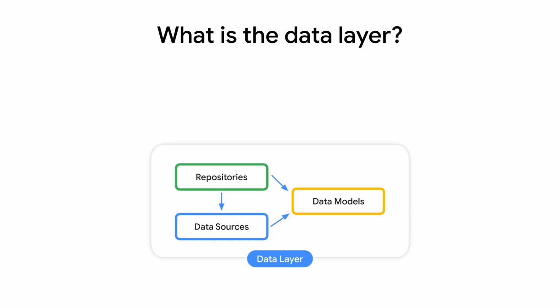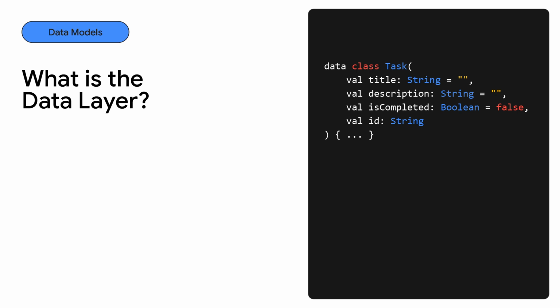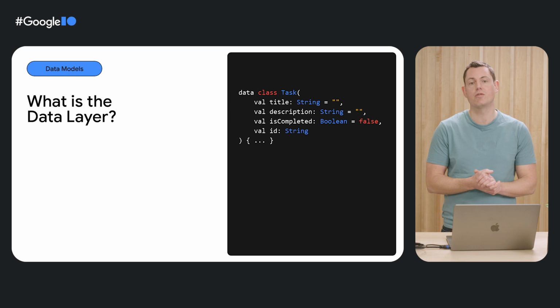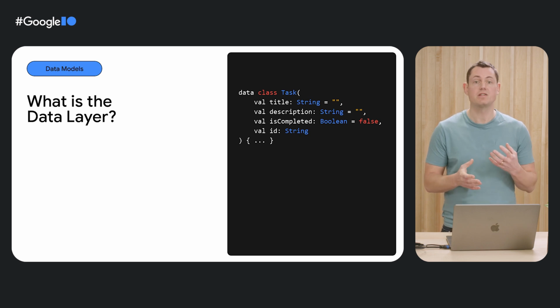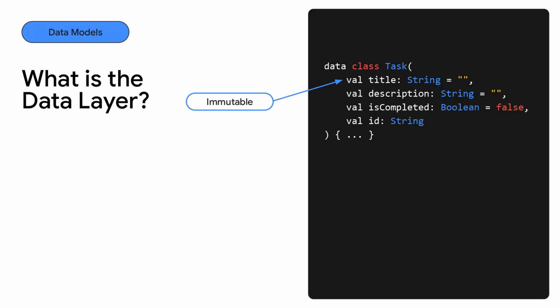The key component types which make up the data layer are repositories, data sources, and data models. Let's take a look at each of these types in more detail. The application data is usually represented as data models. These are in-memory representations of the data. Since we're creating a task management app, we need a data model for a task. Here's the task class. A key point about data models is that they are immutable. Other layers cannot change the task properties. They must use the data layer if they want to make changes to a task.